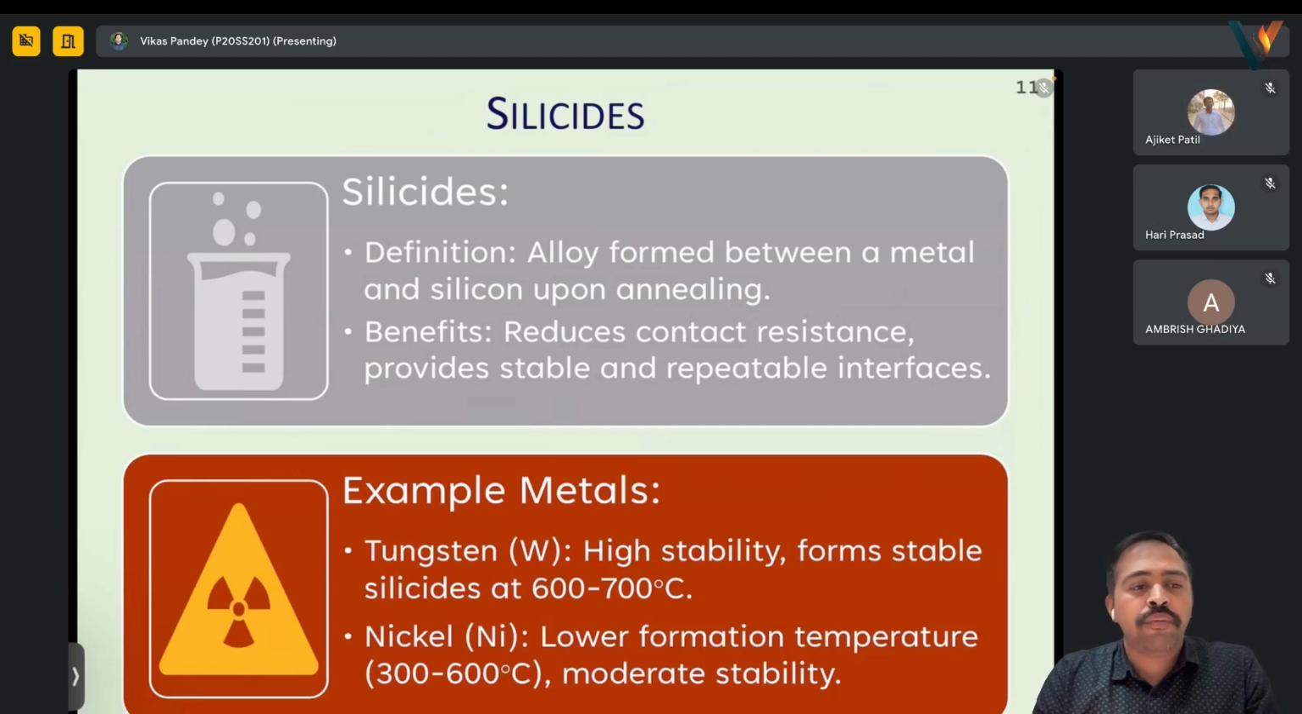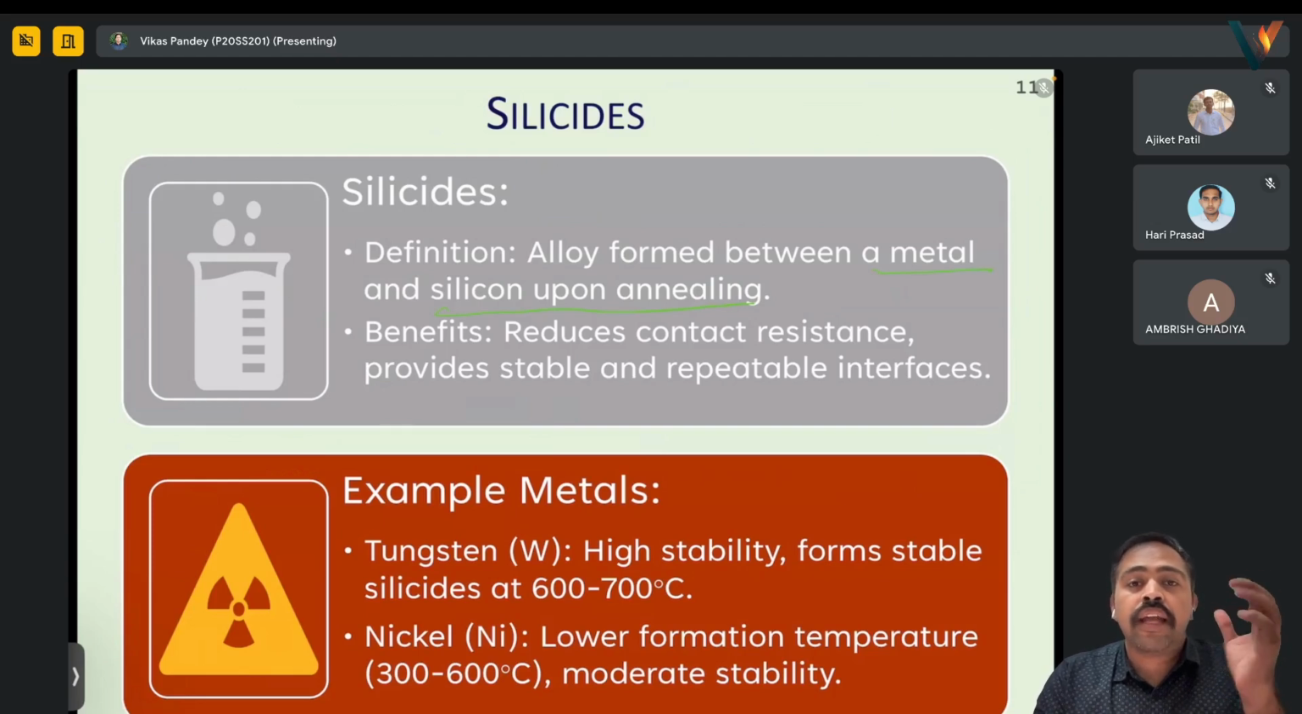So when we are talking about silicon and metals, there can be some reactions too. Okay, so silicides can form. That is an alloy forming between a metal and silicon upon annealing. So during this process of metallization, sometimes to quench the metal lines, we do some kind of annealing, small, like 100-150 degrees.